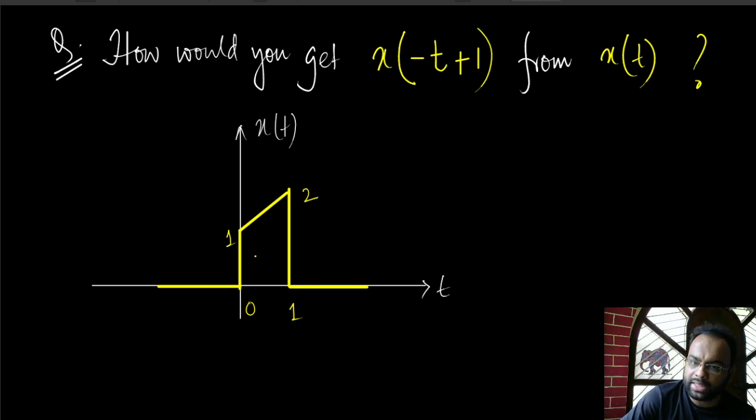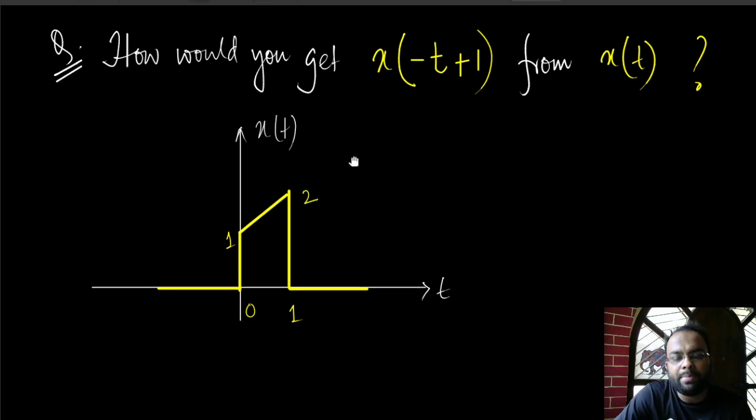I think this is a very simple signal. So I have x of t. The value of the signal is 0 before t equal to 0. At t equal to 0, it jumps to 1, and then it gradually rises up to 2. But at t equal to 1, it again goes back to 0 and stays at 0.